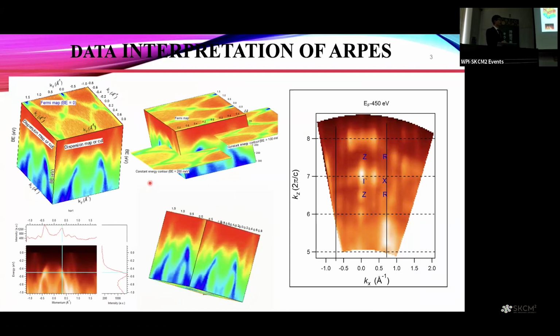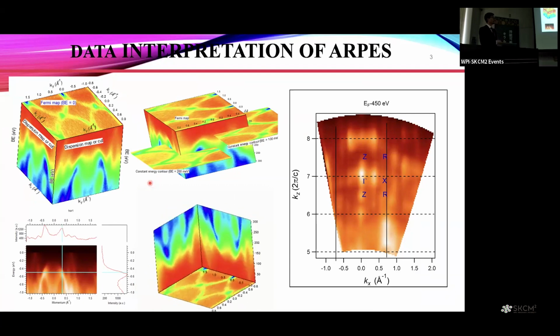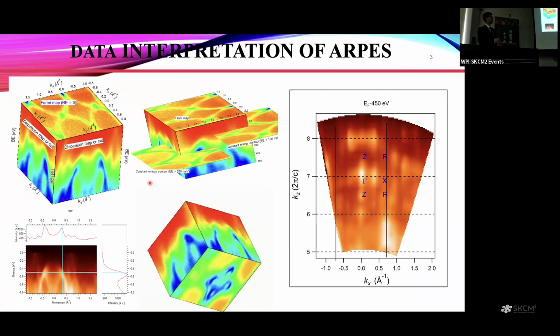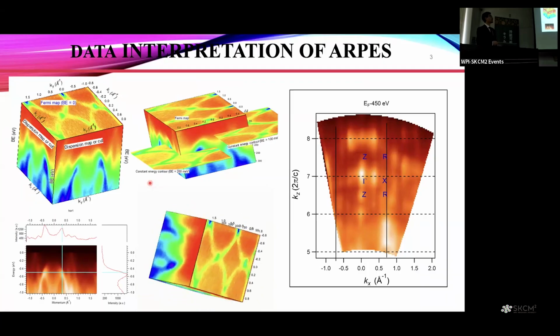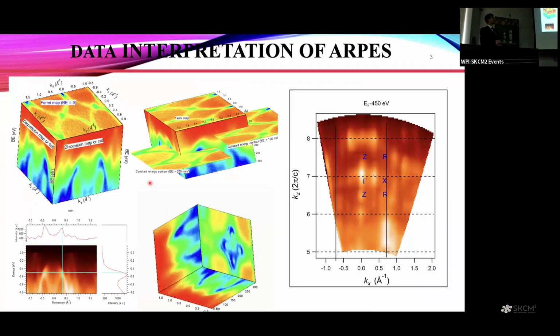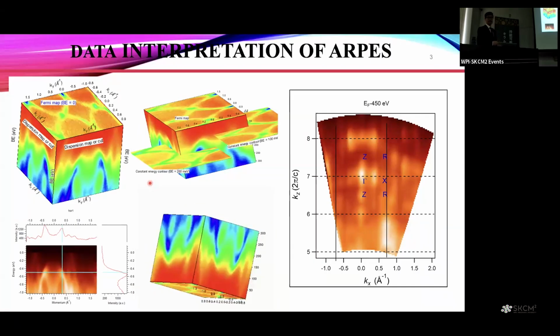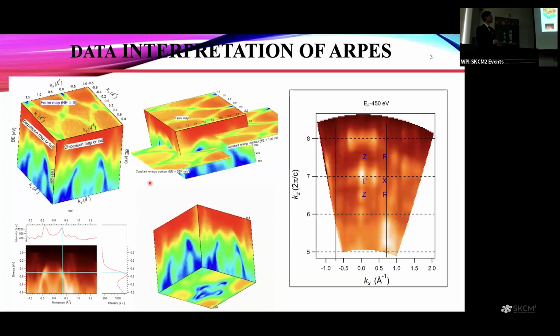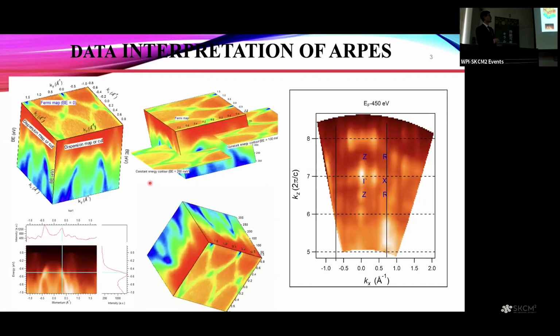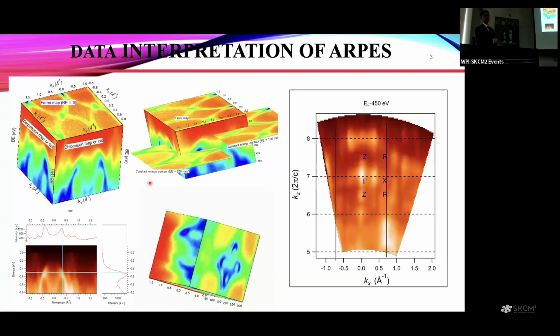This is slightly complicated in the sense that the in-plane momenta are conserved in the crystal, but the out-of-plane momentum is truncated, so it's not conserved. But we can use an inner potential and then also calculate the kz. So basically you can calculate kx, ky, and kz. So you can get 3D information about the electronic structure of the material.